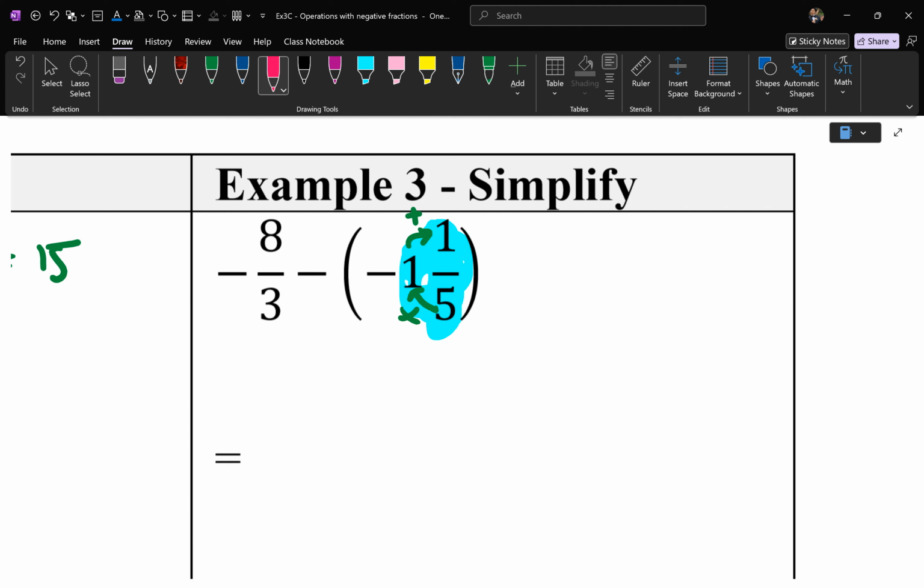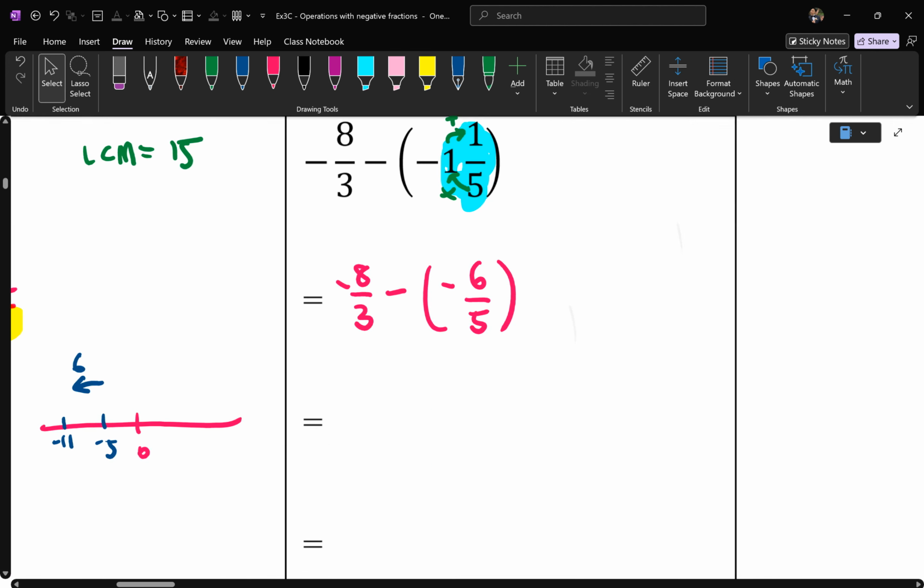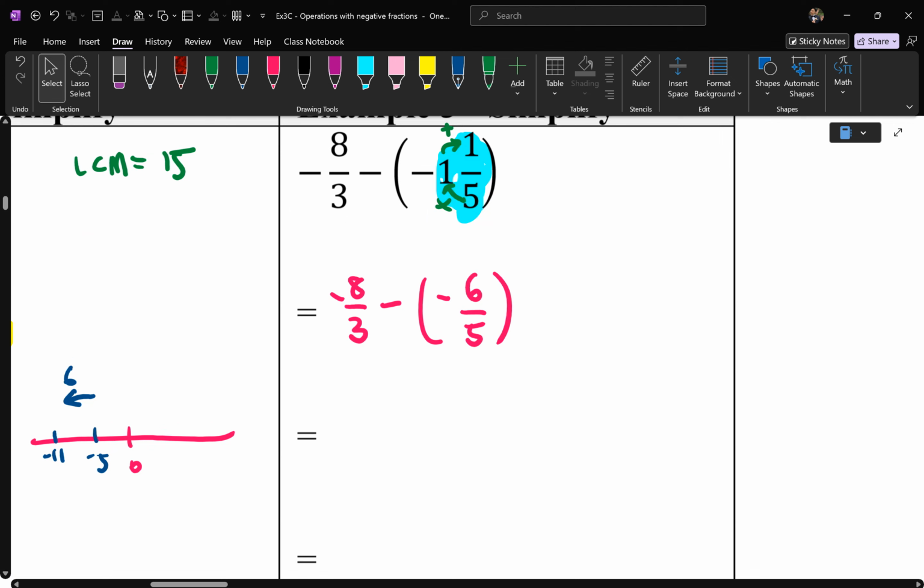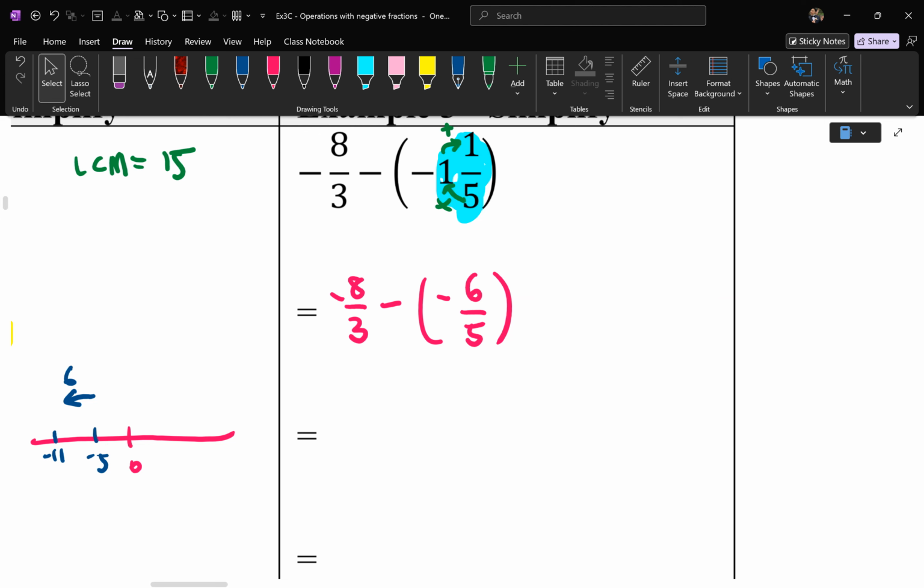5 times the 1, don't worry about the negative because that's the number sign. 5 times the 1 is 5. 5 plus the 1 gives me 6. That's very good. So this is technically negative 6/5. Okay? Whilst this one is negative 8/3, subtract. That's my fraction there. So converting the mixed fraction makes your problem a bit easier.